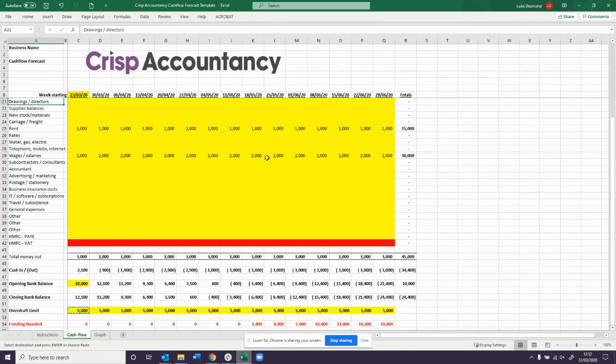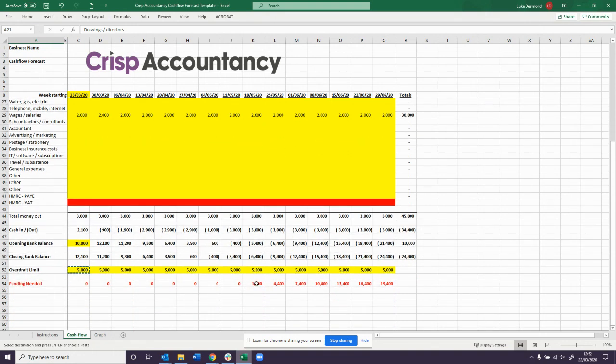Obviously, there's drawings and directors up there. As business owners, we all know that you need to be paid, but perhaps you might be able to withdraw a bit less. So that might be something that you do there. If not, and you've got it looking as lean as possible, then this is the point where you need to go and start looking at alternative sources of funding. So loans or any of the other government grants that are available, or talk to your accountant. But at least you have a clear picture there.